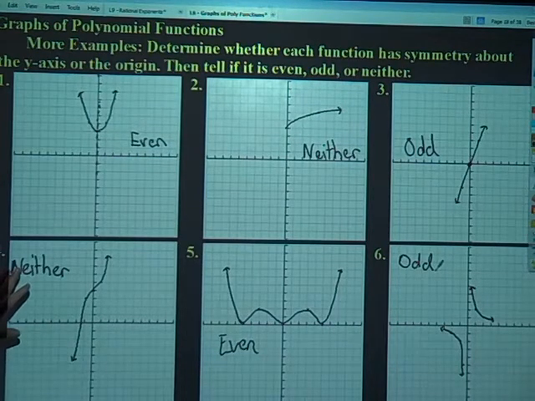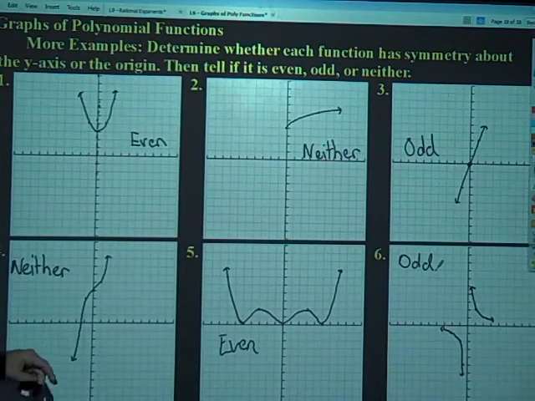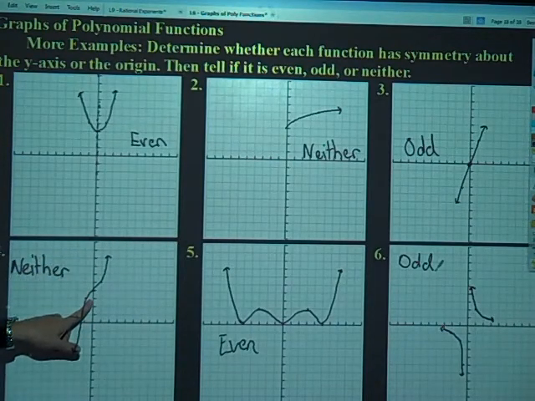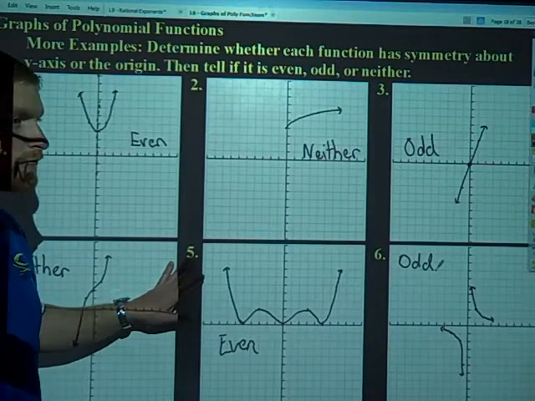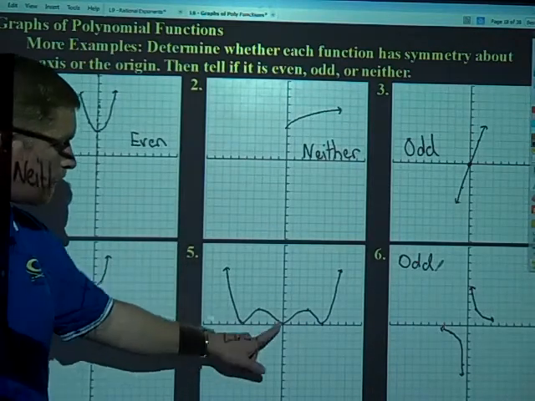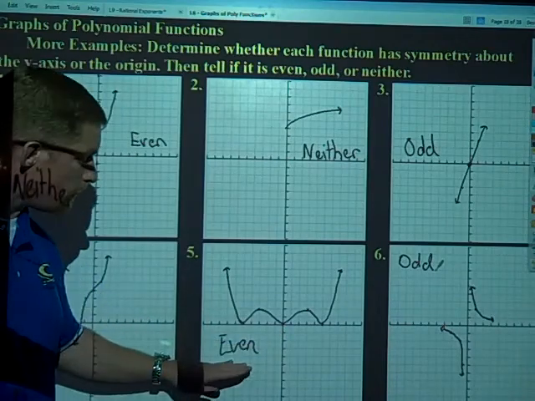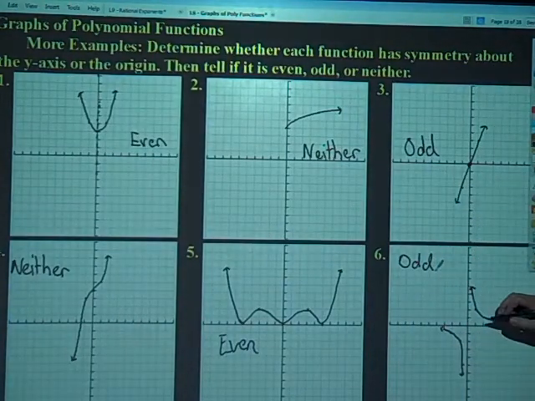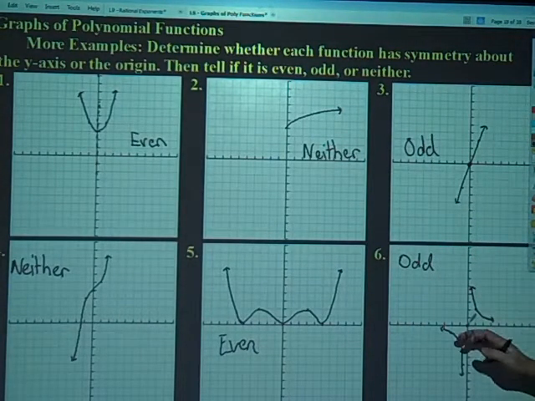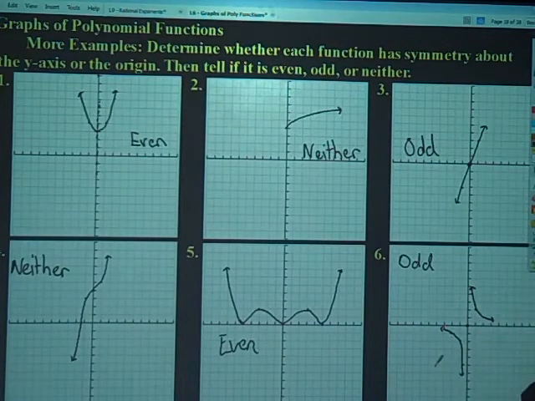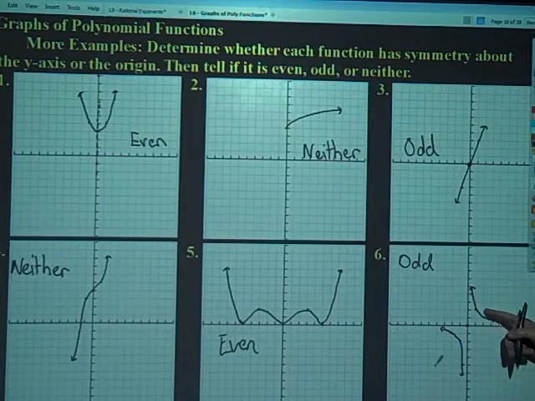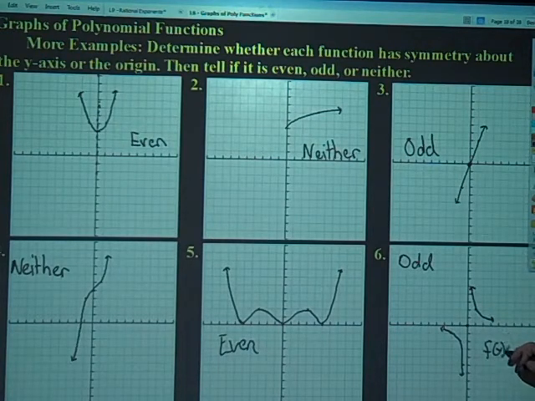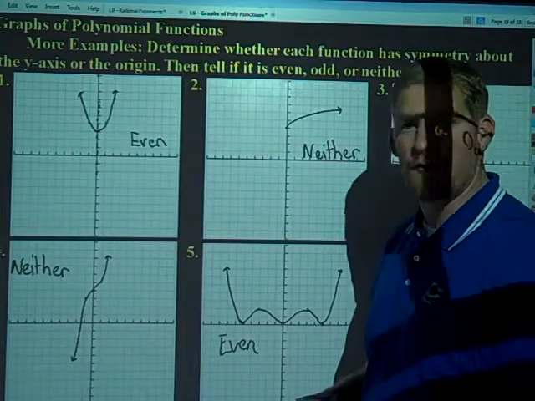All right, clearly we can say that number 4 is neither because it has no symmetry whatsoever across the origin or across the x-axis or y-axis. In number 5, we can see that there is symmetry right across the y-axis, and so this is an even function. Now number 6 is a little bit tricky, but you can tell that there is symmetry across the origin because it is the exact same in the first quadrant as it is in the third quadrant. You might recognize this function as f of x equals 1 over x. This is still to the first power, and so this is an odd function.